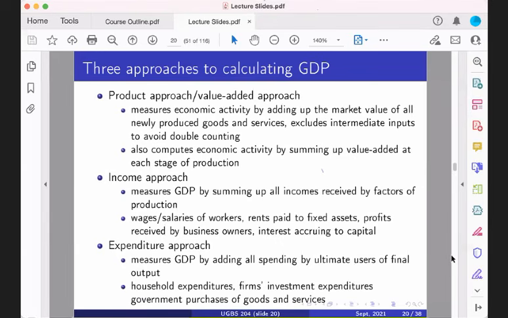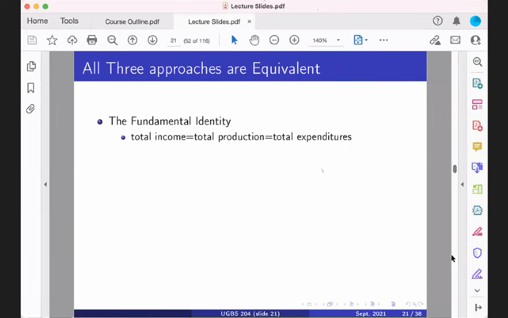But the good thing is that irrespective of which approach you use, the value of GDP should be the same. Whether you use the income approach, total income should be equal to whatever you get from the product or output approach, and should be the same as whatever you get from the expenditure approach. That is what is called the fundamental identity. Irrespective of the approach you use, the value for GDP should be the same.